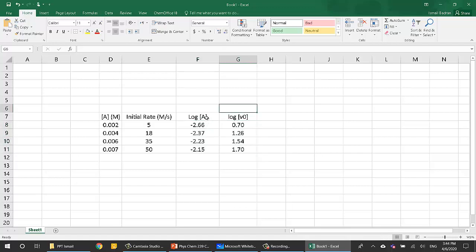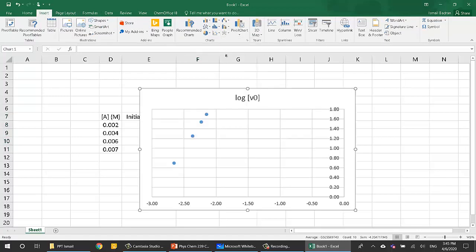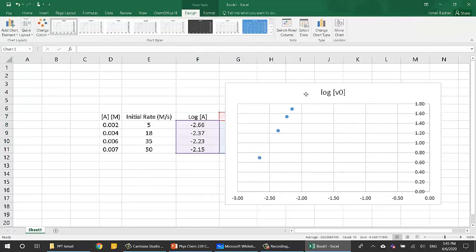Now let's plot this log A versus log V naught. Now make sure to understand what you are doing here. You need log A to be in the x-axis and log V naught in the y-axis, because sometimes Excel does weird things. You need to know what you are doing. So I think we're going to be fine if we just go ahead and plot scatter. We choose scatter as usual, and this looks like a nice plot.